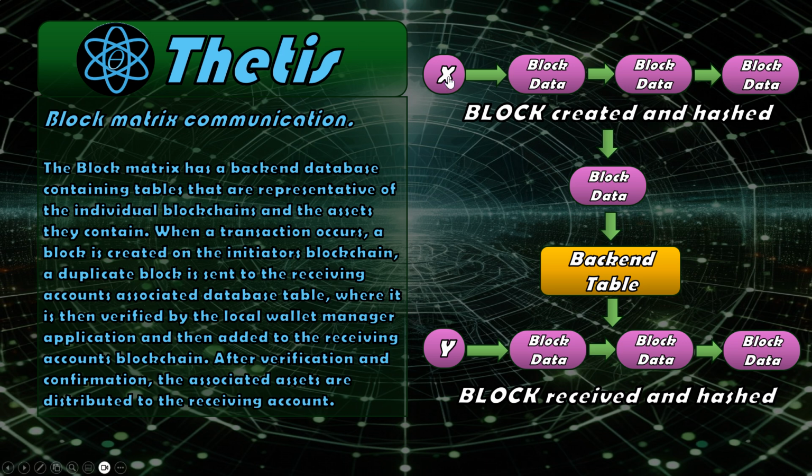In other words, what's going on is that my block will say, oh, this block has been created and a transaction has been done. I am sending this data and I am sending this asset to this other guy. And then the data gets transferred to his backend table, and he's waiting. When he receives it, he will verify everything on his end and then pull down the block data, and on his end it will say, oh, I have received what X's blockchain is sending.